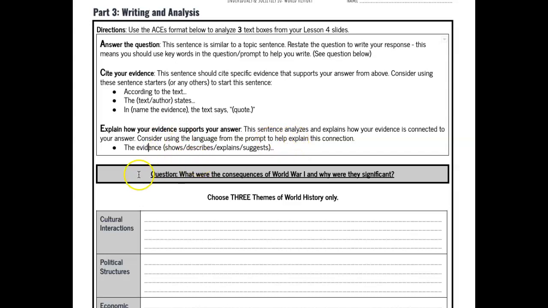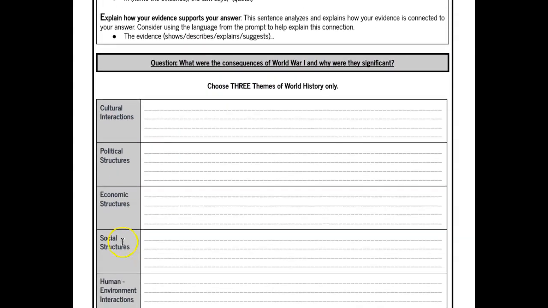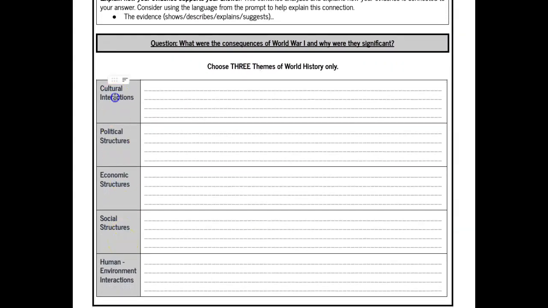So in this lesson, we're really looking at the consequences of World War I, and we're thinking now critically about why they were significant. So that's our question. What were the consequences of World War I, and why were they significant? Now I know I'm going to be using 3 themes of world history. There's 5, and I'm only choosing 3. I'm either choosing cultural, political, economic, social structures, or human-environment interaction.